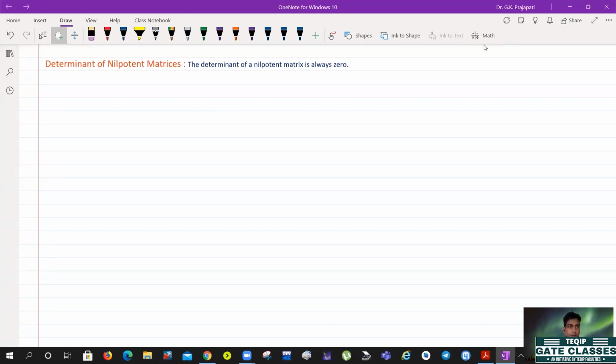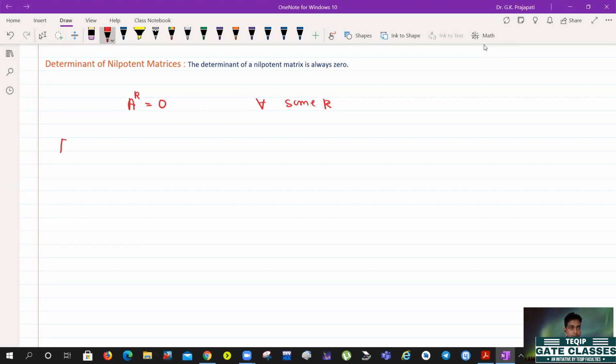Next one is the determinant of nilpotent matrices. First of all, we define a nilpotent matrix. A matrix A is said to be nilpotent if we multiply the same matrix k times, that is A to the power k equal to 0 for some k, then we say that it is a nilpotent matrix.